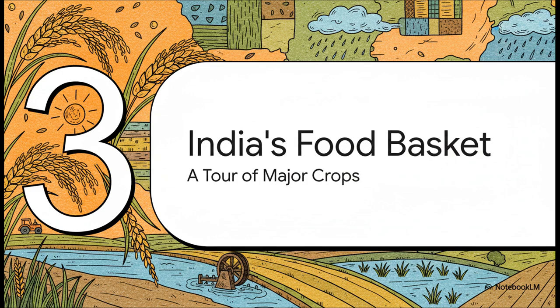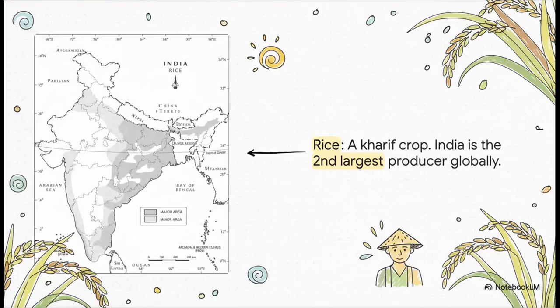Creating a little mental picture of where each crop grows is going to help you so much when you're revising. First up, we have rice, the main food for most people in India. It's a Kharif crop, which means it's grown during the monsoon. And as you can see on the map here, it's really concentrated in the high rainfall areas of the east, the south, and all along the coasts.